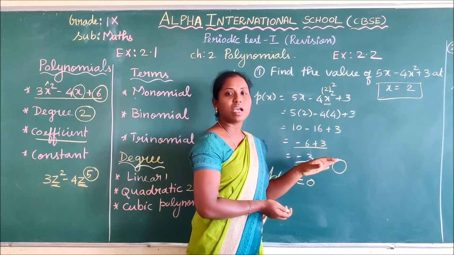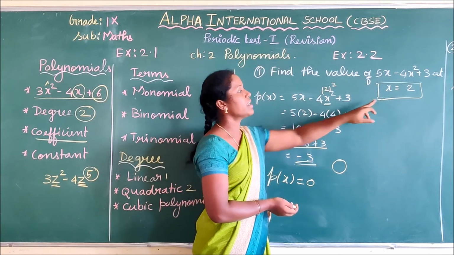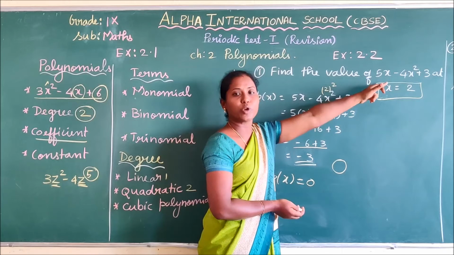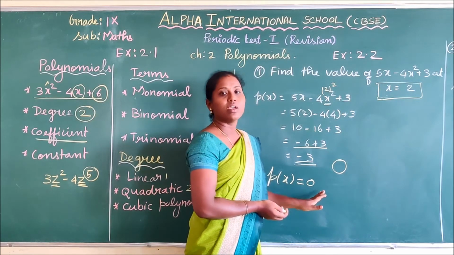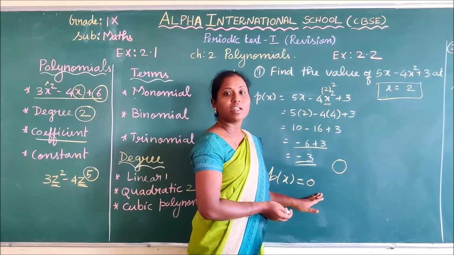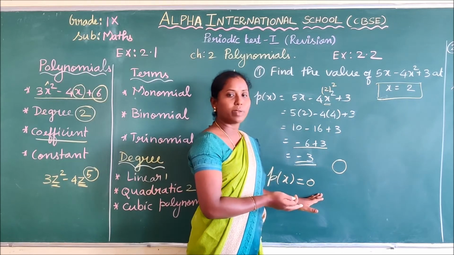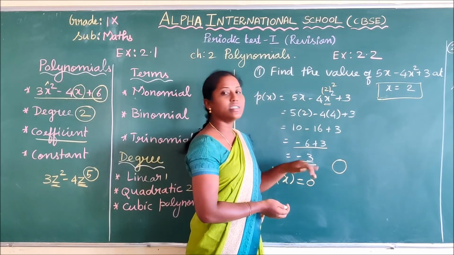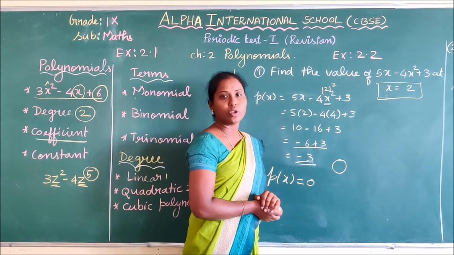The question may ask in other ways also. Verify whether x is equal to 2 is the zero of the polynomial. Just substitute and find the value. If the final value which you are getting, the remainder, is 0, it is the zero of the polynomial. Any value other than 0 means it is not the zero of the polynomial.